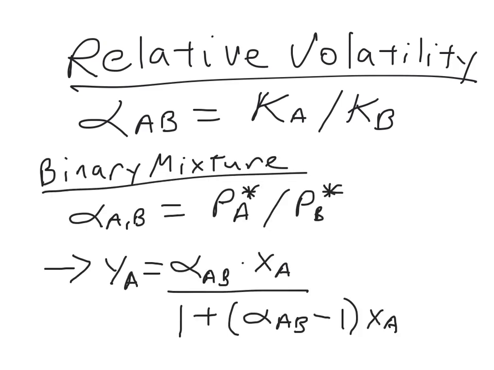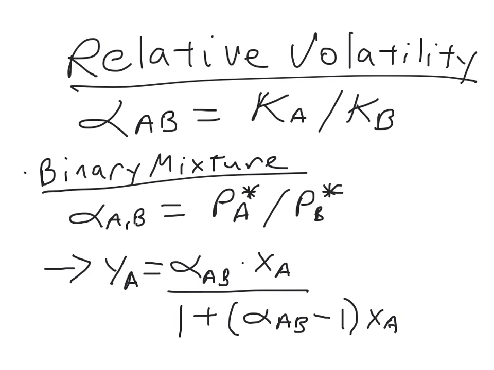So let's look at the case of a binary mixture. Again, this is a mixture where we have only two components, A and B, and we're assuming that Raoult's law applies. If that's the case, then the relative volatility simplifies to this expression. We take some of those equations that we developed from Raoult's law and plug them in for the Ka and Kb values, and we get this, where Pa star and Pb star are the vapor pressures of the pure liquids at the particular temperature we're looking at. If we do some algebra, we get this equation for the relationship between Ya and Xa.